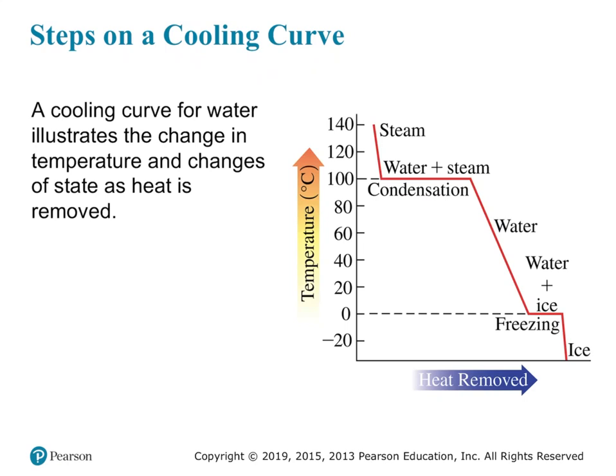So a cooling curve is almost the mirror image of a heating curve. This illustrates the change in temperatures and changes of state as heat is removed. This time we start with steam, and then it condenses into liquid or water, and eventually we freeze it and it turns into ice. So during condensation or boiling, we do have 2 phases present, or 2 states of matter. We have both water and steam.